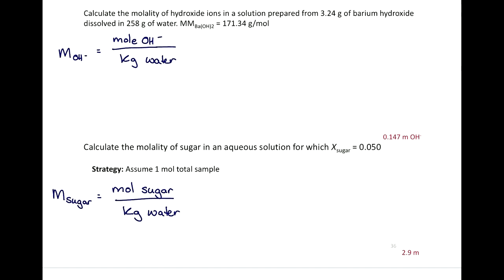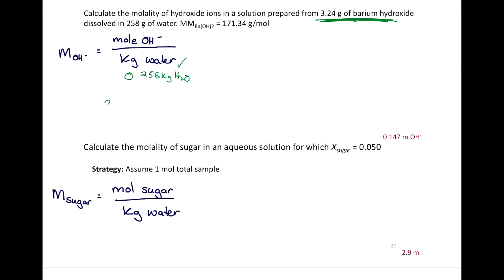Do we have any one of these already, basically? Yeah, we have the denominator, kilograms of water. I told you that there's 258 grams of water, so that denominator is going to be 0.258 kilograms of water. So we already have that one. So now we just need to calculate how many moles of hydroxide are present in this sample. So what information are we going to use here? Probably the other piece of information, yeah, that there is 3.24 grams of barium hydroxide in this solution.